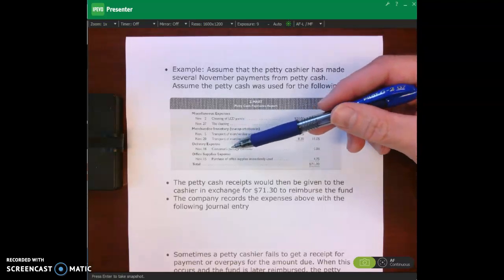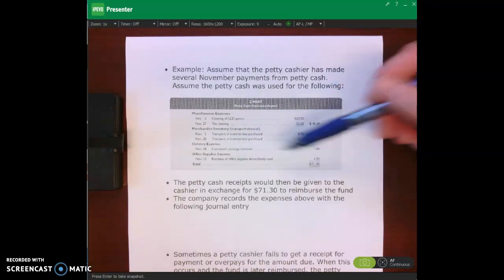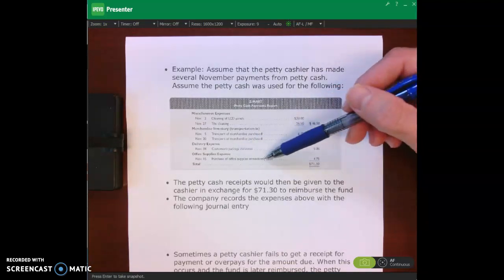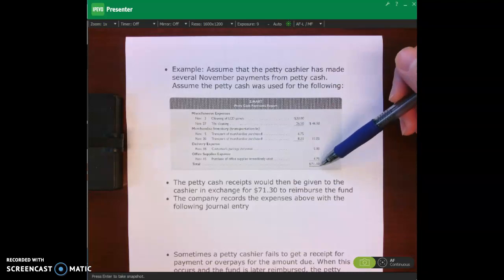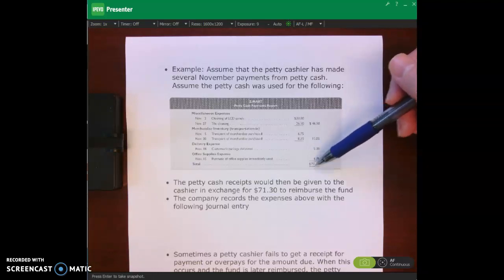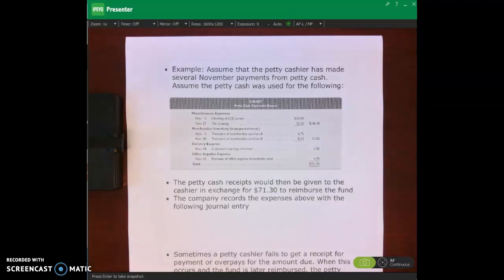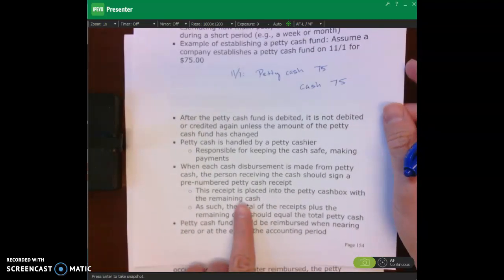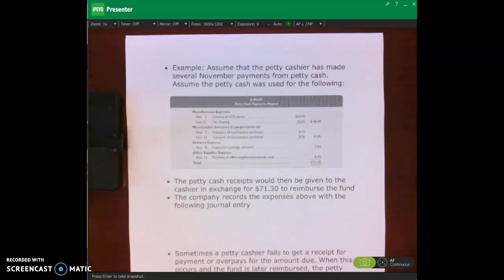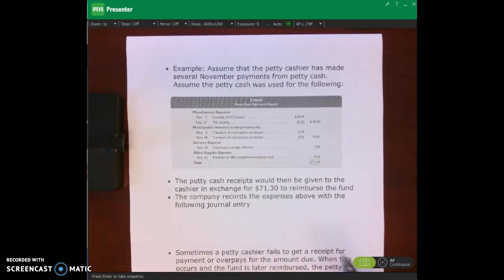Then we have delivery expenses on November 18th, customer package delivered, $5. Then office supplies expense, purchase of office supplies immediately used, $4.75. So then we get to a total of $71.30. And so this would be all of our petty cash receipts. We could add up all the receipts from petty cash, and it should equal that $71.30.